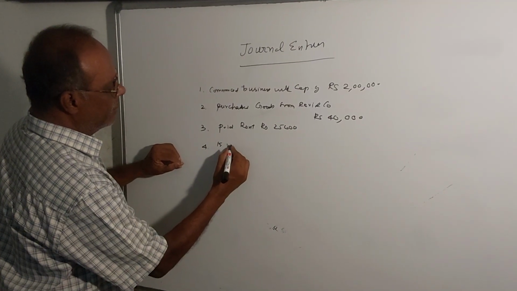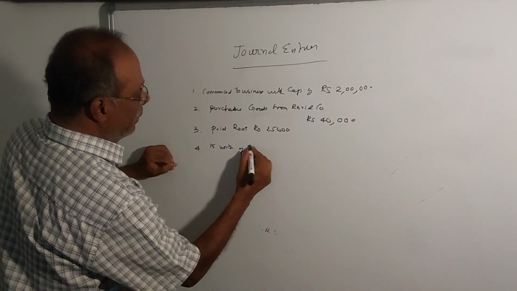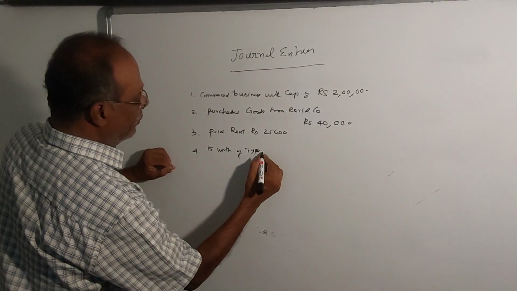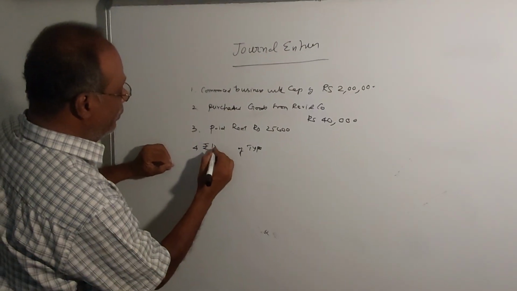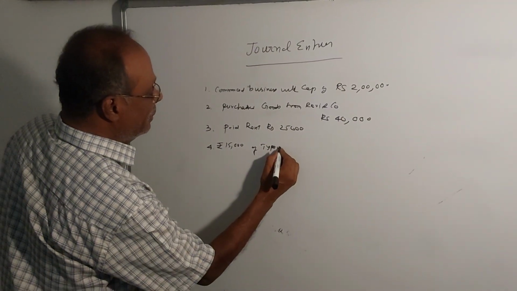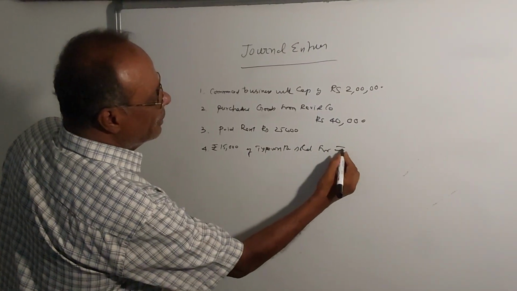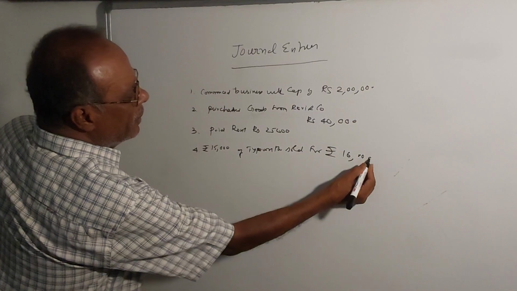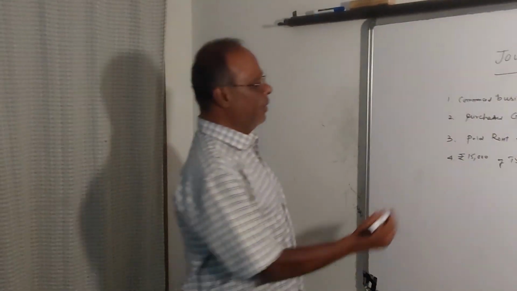15,000 worth of typewriter sold for 16,000. So what I am telling, 15,000 worth of typewriter sold for 16,000. Okay. Then the last one.